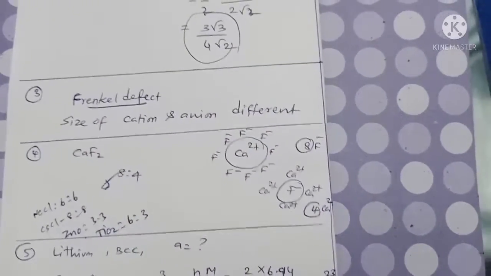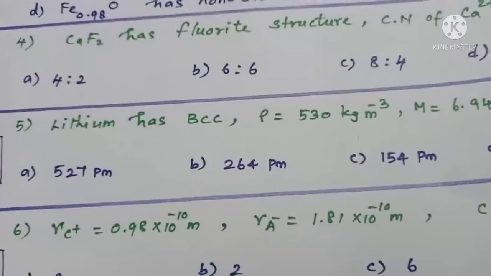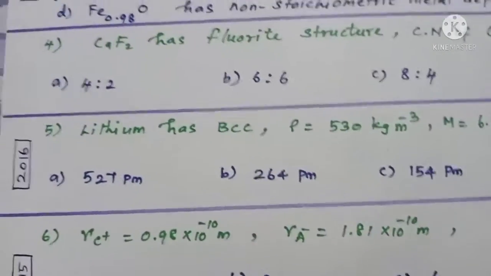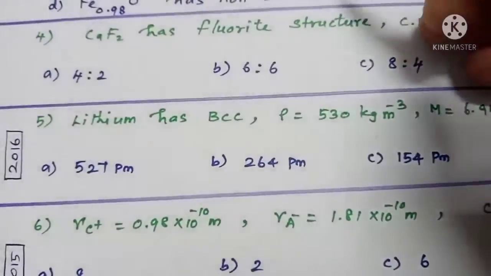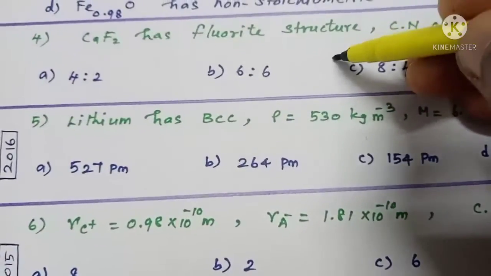Okay, right. So now let us check the answer. The answer is 8 is to 4, isn't it? So option C is the correct one.